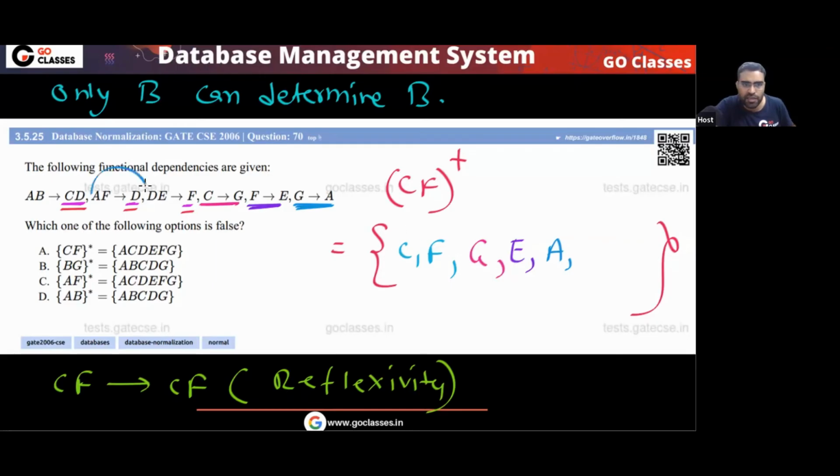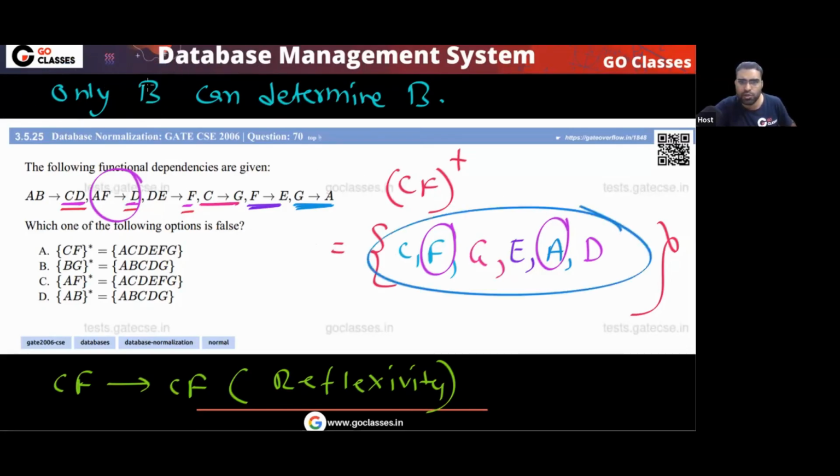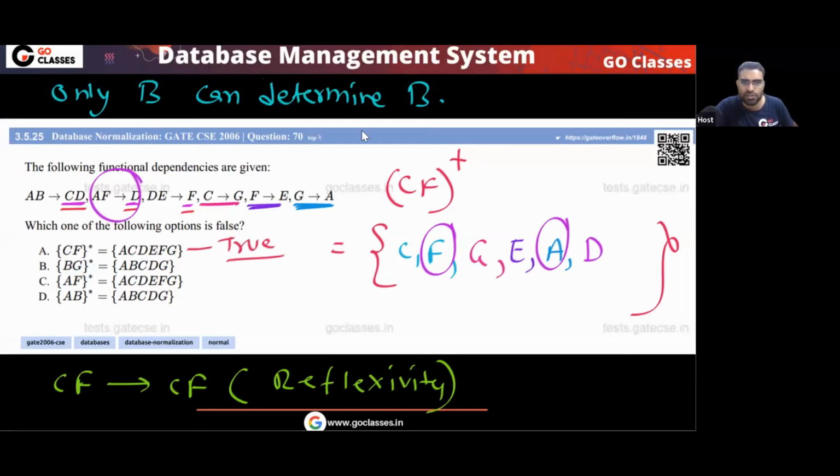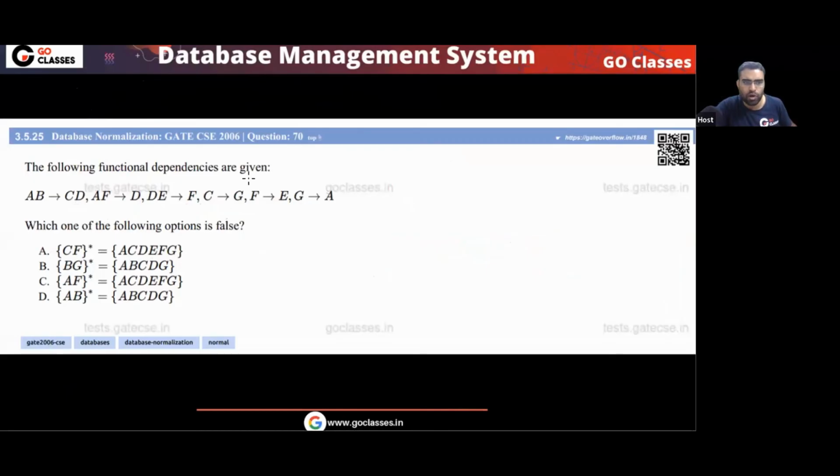Yes. AF can determine D. Look at these two together, AF, they can determine D also. So you got D also. Everything you got, B you cannot get. Only B can determine B. Everything else you got. This is your answer. So is option A true or false? Option A is actually true. The question is asking for false. Now tell me, what about option B?